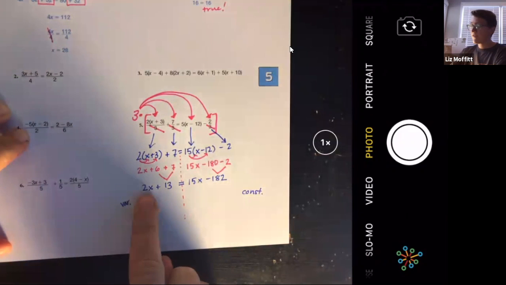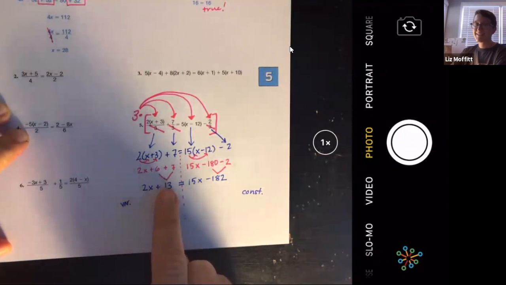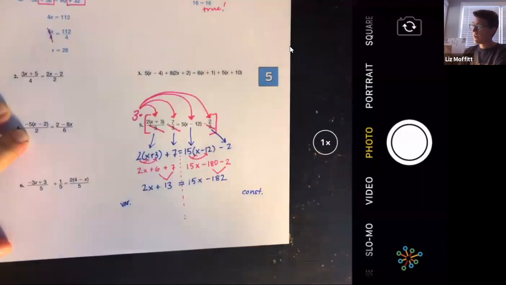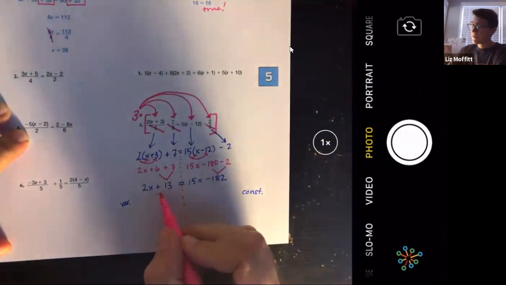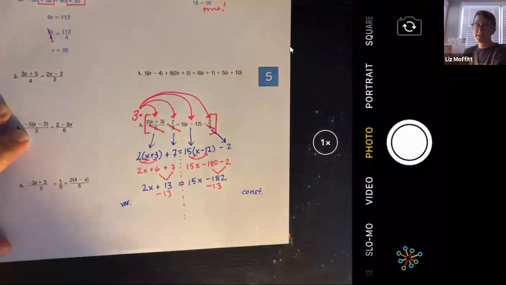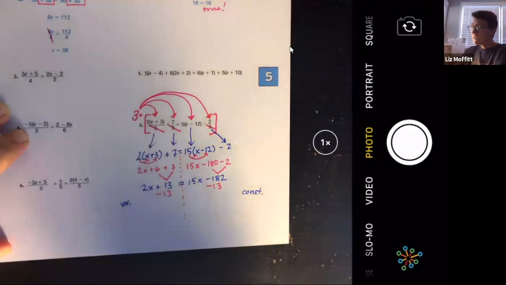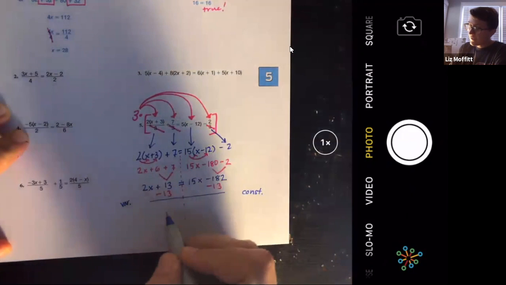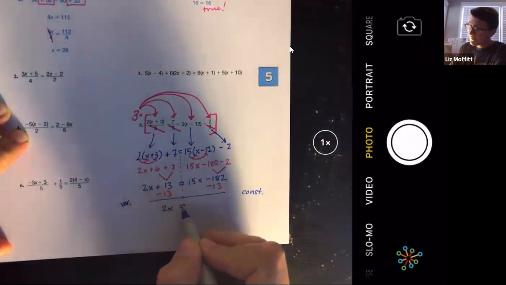So when I look at what I've got, 2x is a variable term. It's already on the proper side, so I'm going to leave it alone. Plus 13 is a constant term. It's not on the correct side, so I want to move it over here. To move it over here, I've got to undo on the left side. Whatever I do to one side, I have to do the exact same thing to the other side to keep the balance. So on the left-hand side, all I've got is 2x.